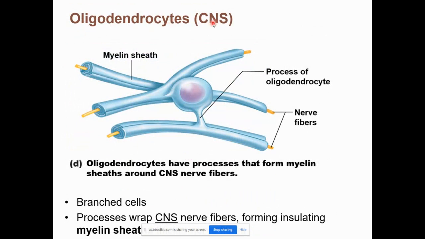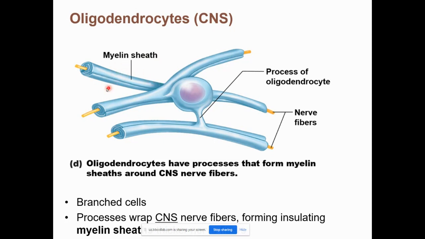Oligodendrocytes are the Schwann cells of the CNS, because the Schwann cells that make the myelin and wrap around the axons are in the PNS. The oligodendrocytes wrap myelin around the axons in the CNS. And you'll notice there are no nodes.